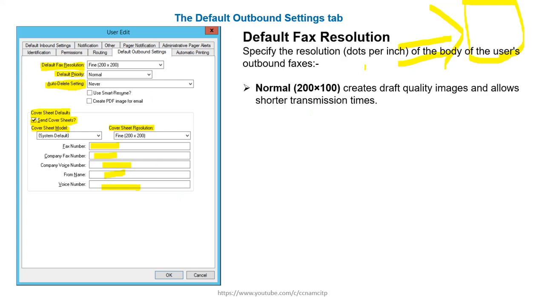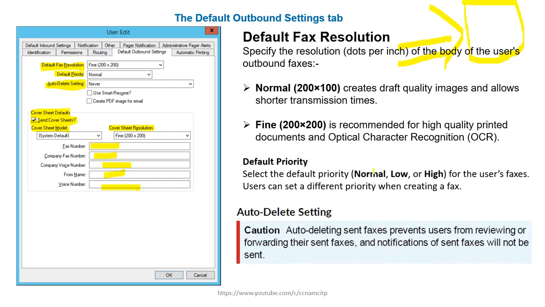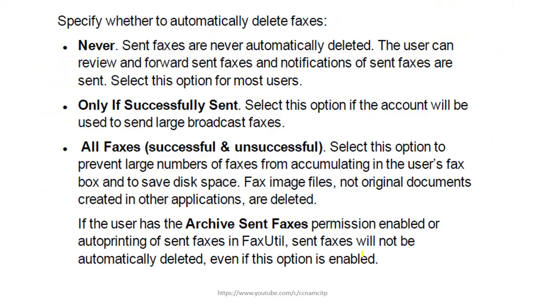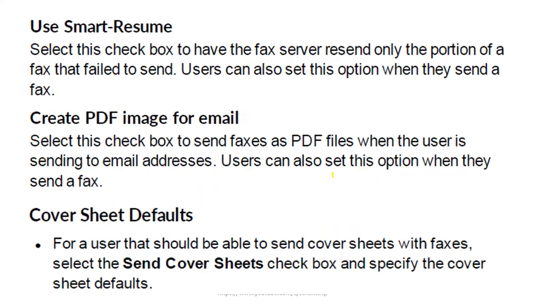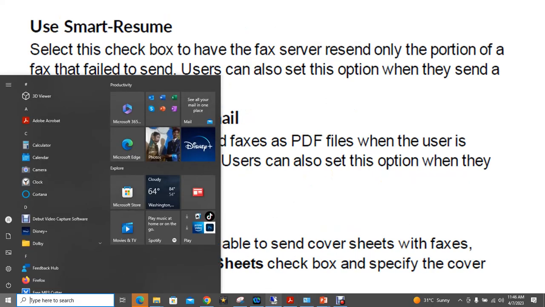And let's see, I hope I spoke about everything here. Priority we can define as normal, low, or high, okay. And an auto delete setting is there, and this specifies whether to automatically delete faxes. So never, or we can configure only if successfully sent, or all faxes. We can then select successful or unsuccessful, okay. And I will show you on the server here.